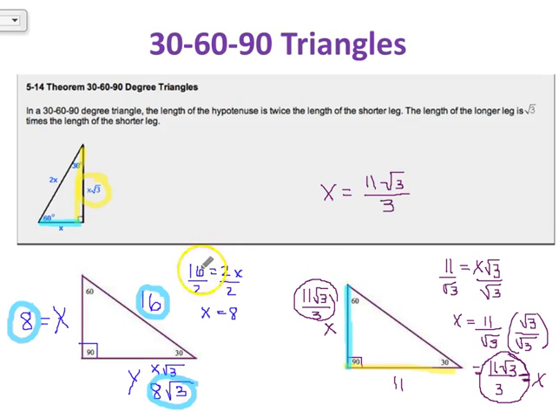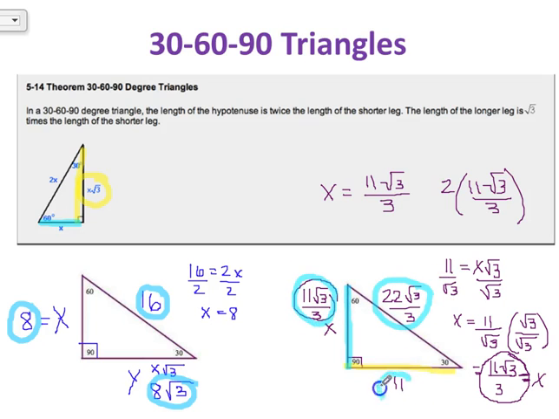Now, the only distance we're missing is the hypotenuse, which is represented by 2x. So we're going to multiply 2 times 11 radical 3 over 3. When we do this, we'll get 22 radical 3 over 3. And that's our hypotenuse. So here's all of our side lengths. This one was given to us. And that's it. So that's going to be a wrap for today.